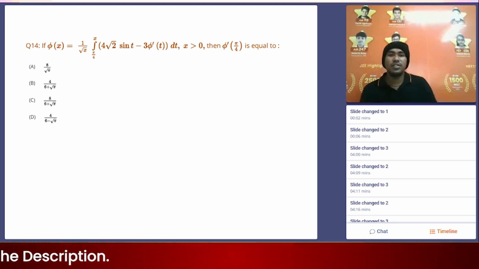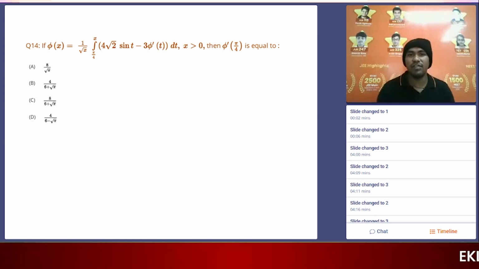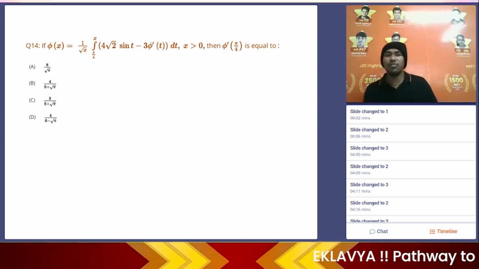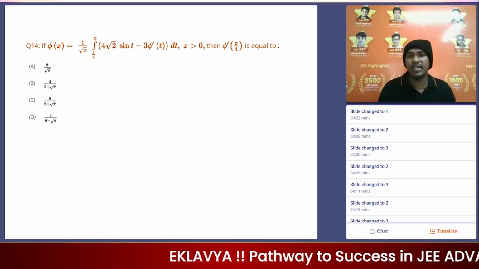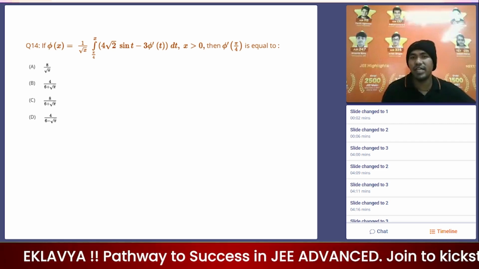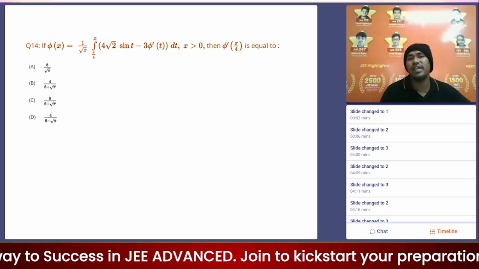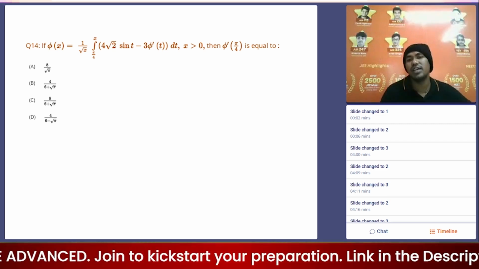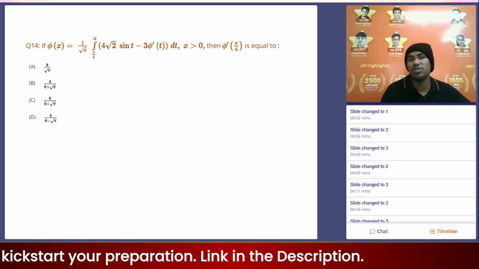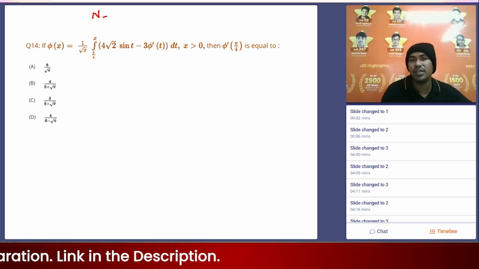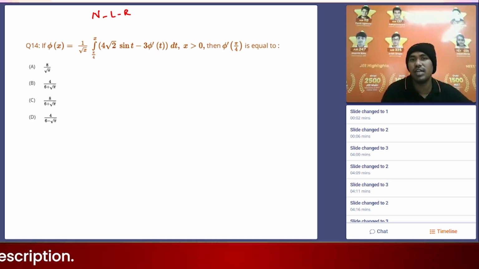If we see, phi of x is given as 1 by root x times the integral from pi by 4 to x of (4 root 2 sine t minus 3 times phi dash of t) dt. Now the integral is in one variable and the function is in the other variable. So what rule are you remembering? Very good, the Newton-Leibniz rule.